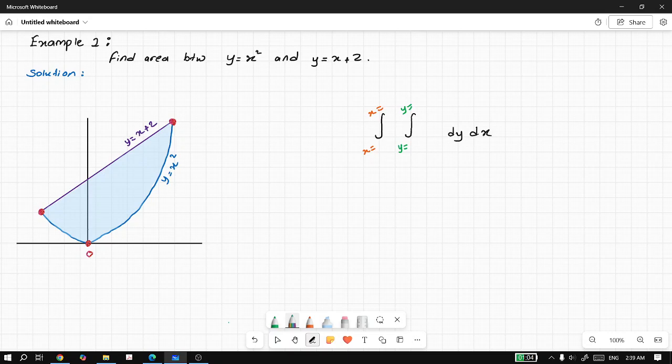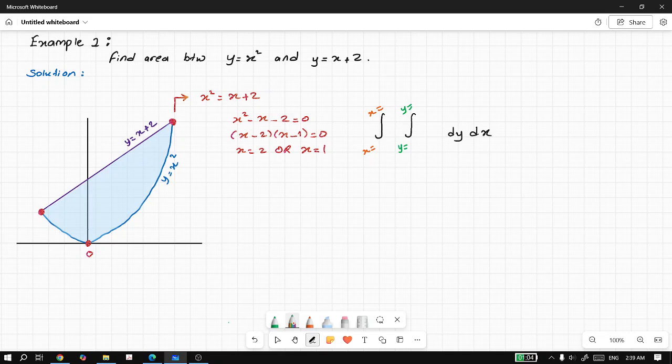Again, those points are the intersection of the two functions, so we can simply find them by equalizing the two functions to each other. So here I get x squared is equal to x plus 2. Reordering the equation, x squared minus x minus 2 gives me 0. So here x minus 2, x plus 1 is equal to 0. So x is equal to 2, or x is equal to minus 1.